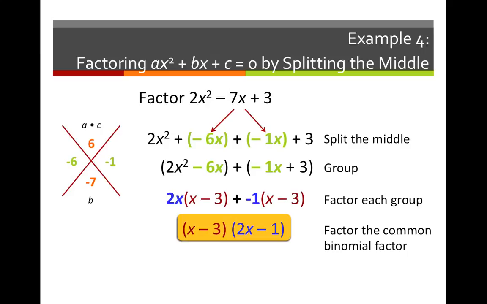And since that's all we were asked for, that's where we would stop with our answer. We're not going to set each one equal to 0. We're not going to solve anything out because this was not an equation to solve in the first place.